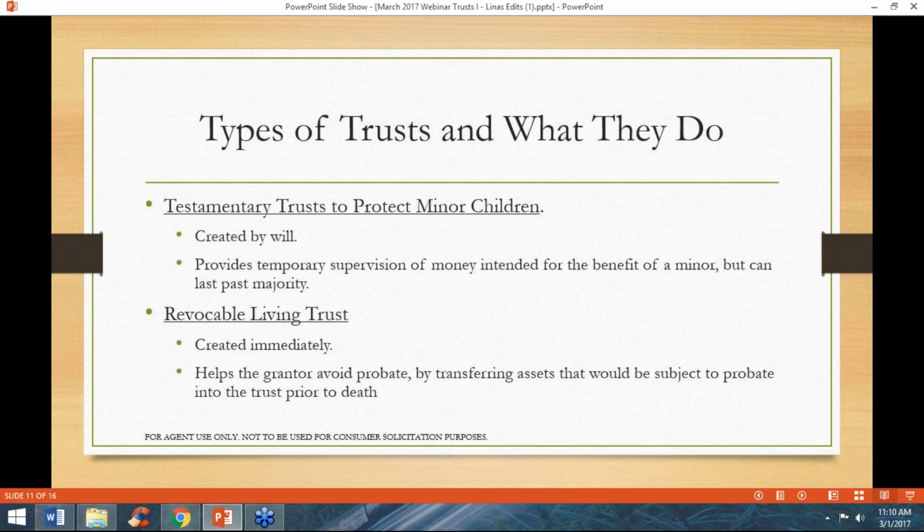Revocable living trusts spring into existence immediately upon creation of the trust documents. These types of trusts are commonly used to help the grantor avoid probate. The grantor transfers assets that would normally be subject to the probate process to the trust prior to death for administration after the grantor's death. It is very common for the grantor of a revocable living trust to be the trustee during their lifetime. Married couples may even want to create joint living trusts.